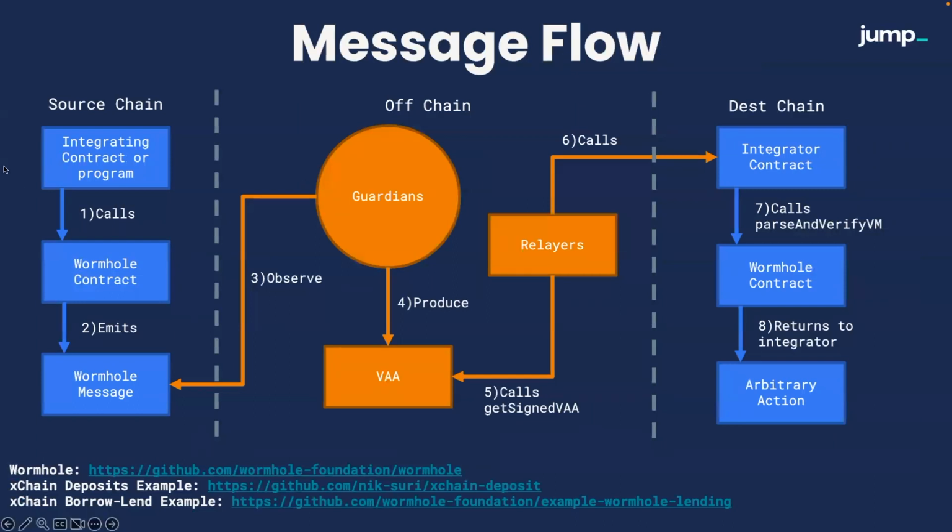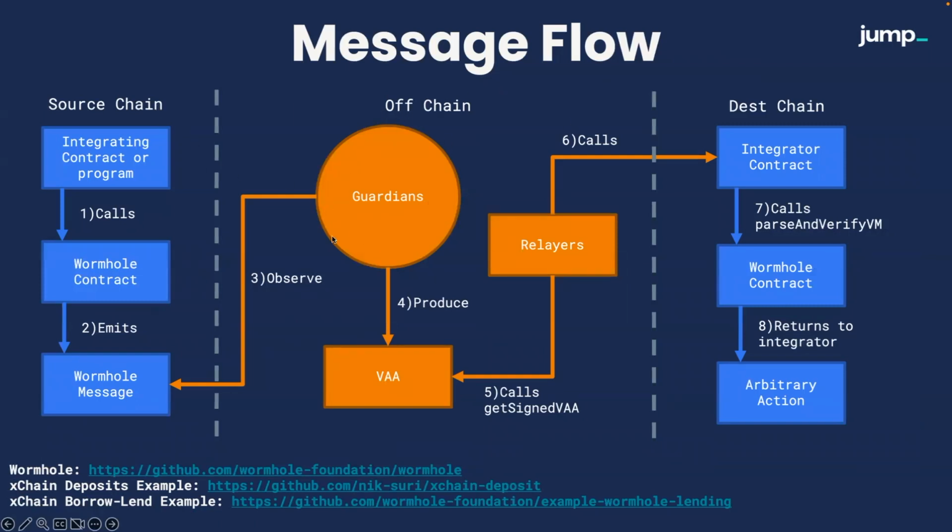Whatever program you write calls into the Wormhole core bridge contract on that source chain, and then the Wormhole core bridge contract just emits a Wormhole message containing whatever payload that you wanted to include in that Wormhole message. And let's say this source chain is Ethereum. Then the off-chain process kicks in.